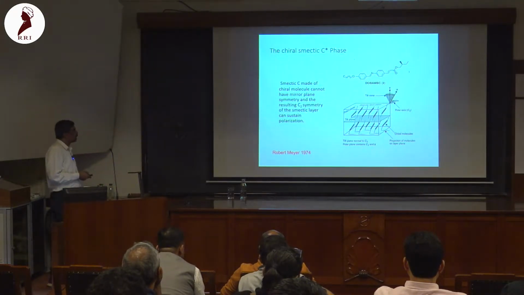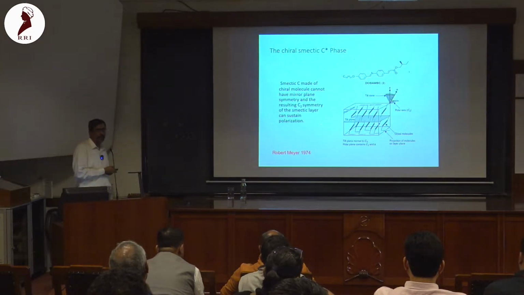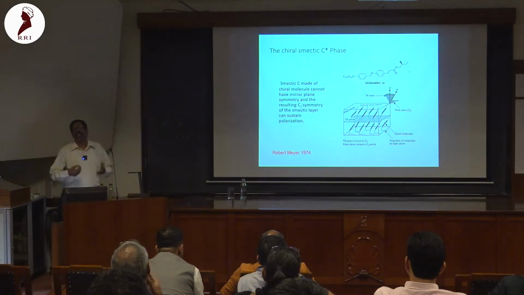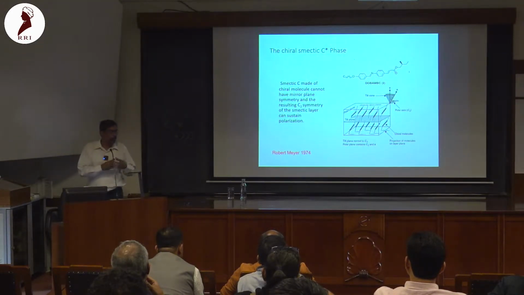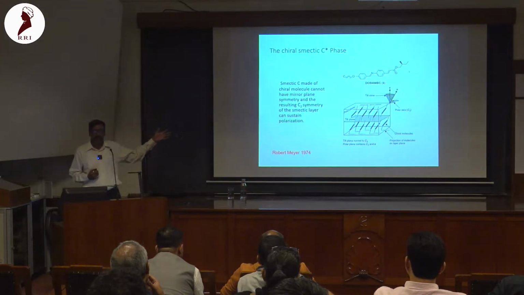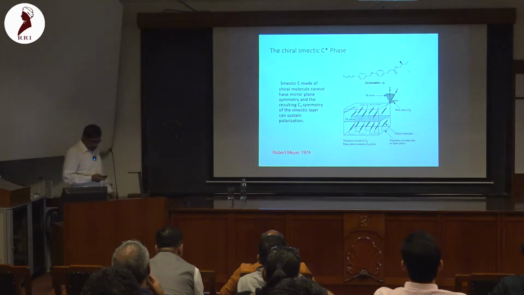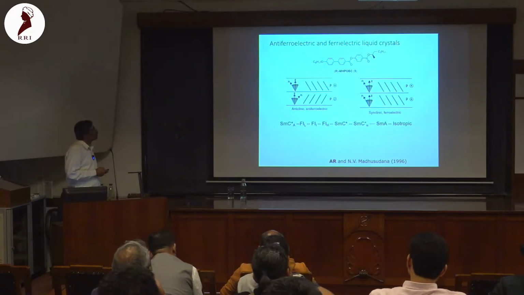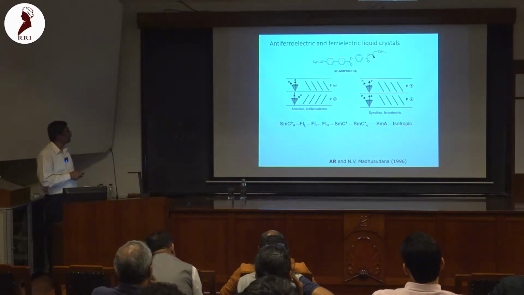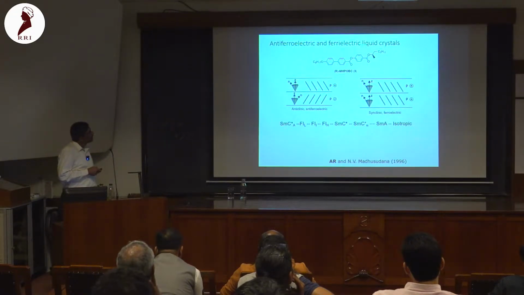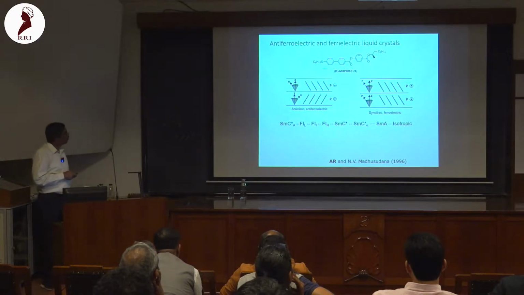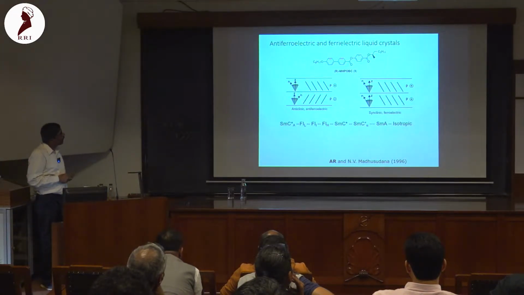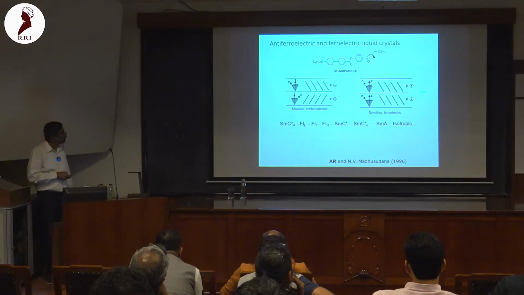Now there was a lot of excitement when this phase was discovered, because ferroelectricity has certain advantages in switching the properties of the material, because you can easily couple this polarization with the applied field and steer them. Subsequently, a lot of such materials were synthesized. One such material was synthesized in Japan. This was also a rod-like molecule with a chiral center here. And it is found that this material again shows a ferroelectric phase, like Meyer had discovered.